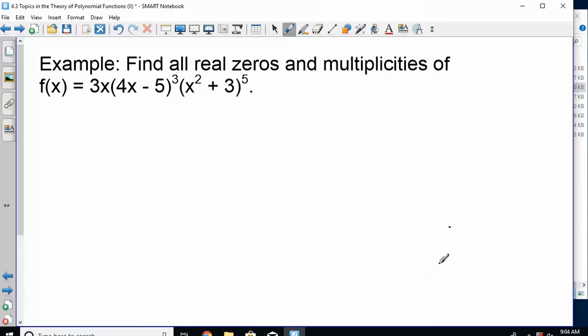Okay, if we take a look at this. If I asked you to find all the zeros and multiplicities of this polynomial, this one is already factored for you to some extent. We've got some ugly things in here, but it's factored. How do you find the zeros of it if it's written in this form? You can, but that would just make more work for you.